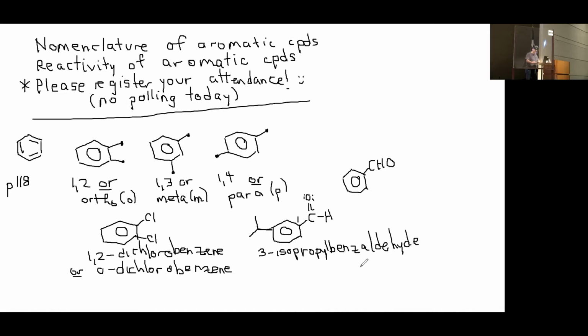So that's one thing. Or you can use this meta thing. You could call it meta or M-isopropylbenzaldehyde. Either way is perfectly fine. I see no difference between those names. They're both perfectly acceptable. And here the M is expressing that the isopropyl group is in a 1,3 relationship with the aldehyde group.